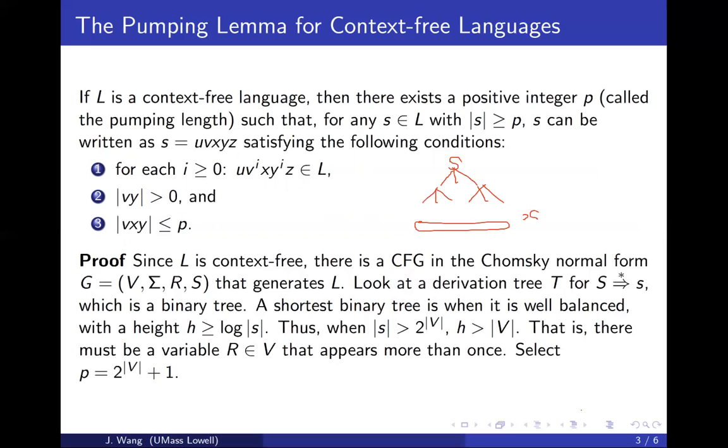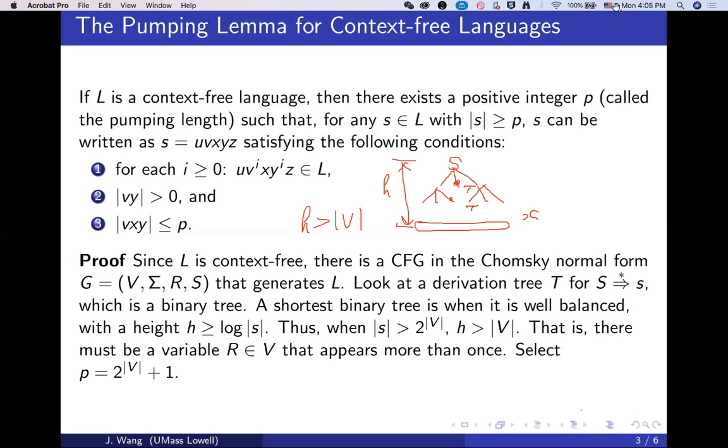So this is the height of the tree for this X. If this height is high enough, greater than the number of variables, that means there will be a variable somewhere that appears more than once. So then we can do a pumping lemma.